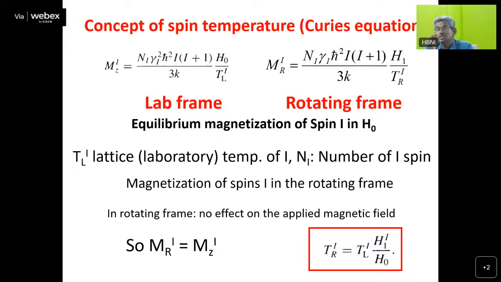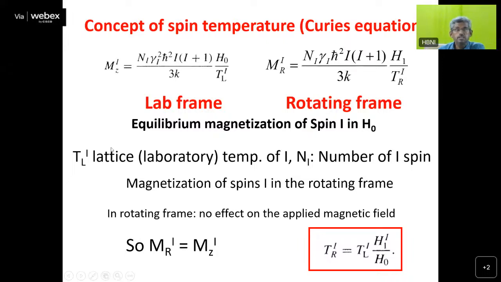Instead, we see the magnetic field created by the radio frequency, pulse modulated radio frequency. So this is important, pulse modulated radio frequency. That is called H1, H1 of I. In fact, it will be more specific if I indicate here H1 of I. So this is the equation in the rotating frame.